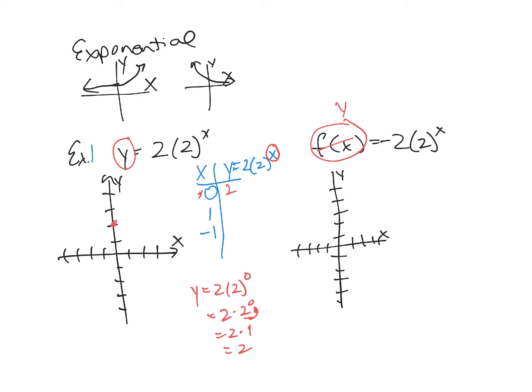Then we're going to look at when x is 1. So I'm going to say y equals 2 times 2 to the power of 1. So we have 2 times 2, because 2 to the power of 1 is just 2. So y is 4. So we're going to go over 1 and up 1, 2, 3, 4, right? I'm going to erase these little marks here so you can see what I did.